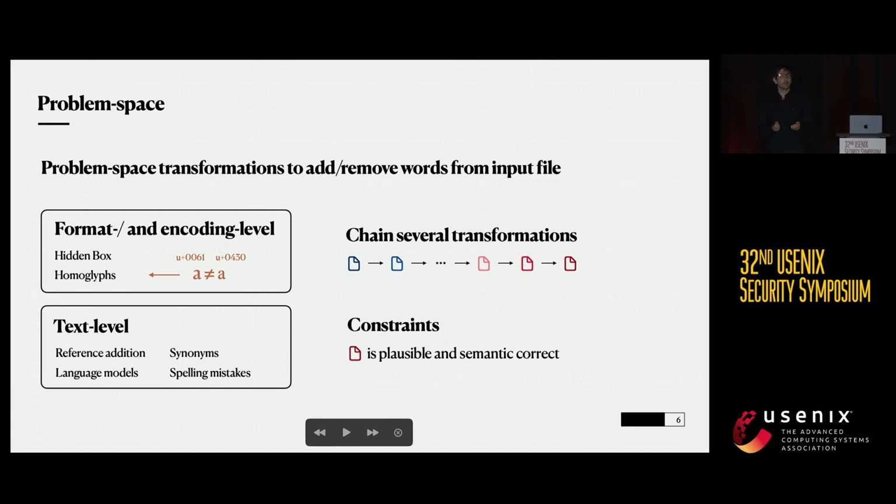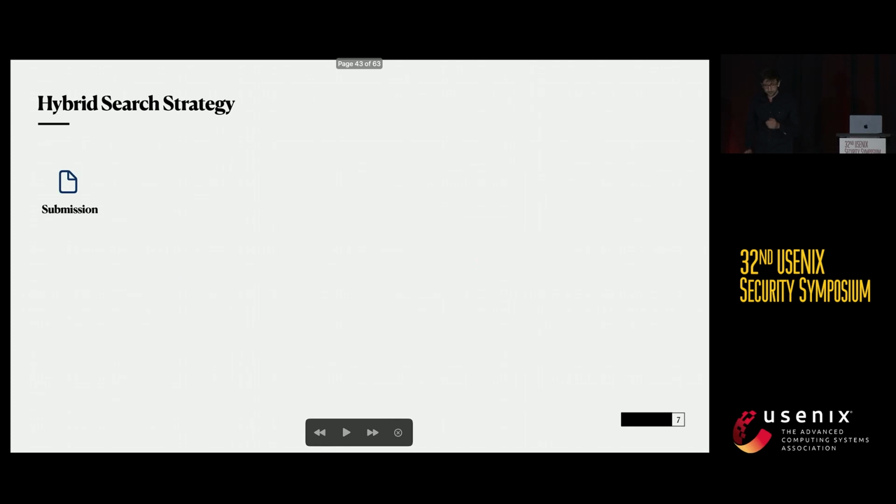But we have constraints. The review process is very picky, right? So for attacks, the transformations need to be plausible and semantically correct. We can add a few spelling mistakes, but we cannot add 2,000 spelling mistakes. Then the paper would directly get rejected. And then we implement a hybrid search strategy.